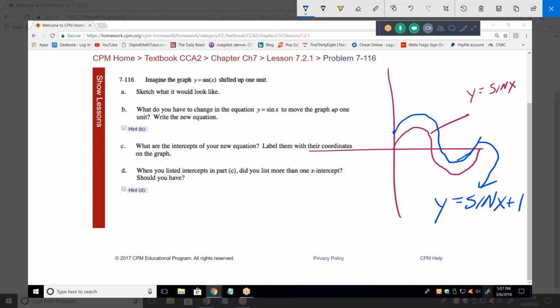What are the intercepts of your new equation? What does it mean by that? Where does it touch x and y? Well, actually, you're right. What are the intercepts of your new equation? Well, there's the y-intercept. Where's that? 1. Okay. And these are the two x-intercepts. So, what is y when I'm on those two x-intercepts? 0. Yeah, very key point is when you're talking intercepts, the other variable is 0.